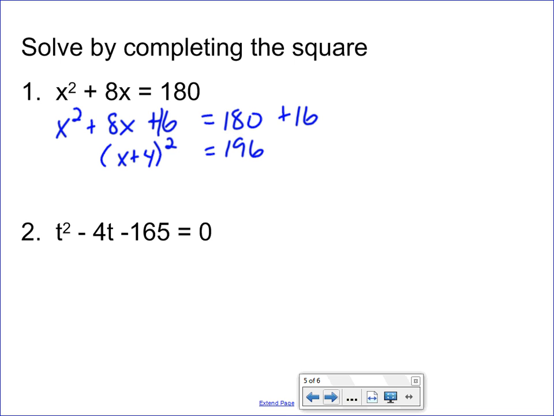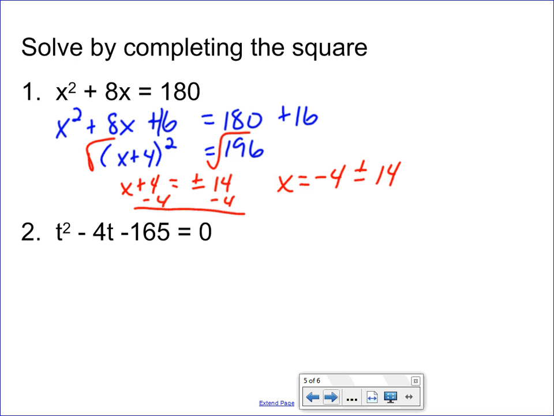So, how can I solve that? Well, we really can take a square root of both sides. So I'd have x plus 4 equals the square root of 196, which is positive or negative 14. So, now, to get the x by itself, I simply subtract the 4. So what am I left with? I'm left with x equals negative 4 plus or minus 14.